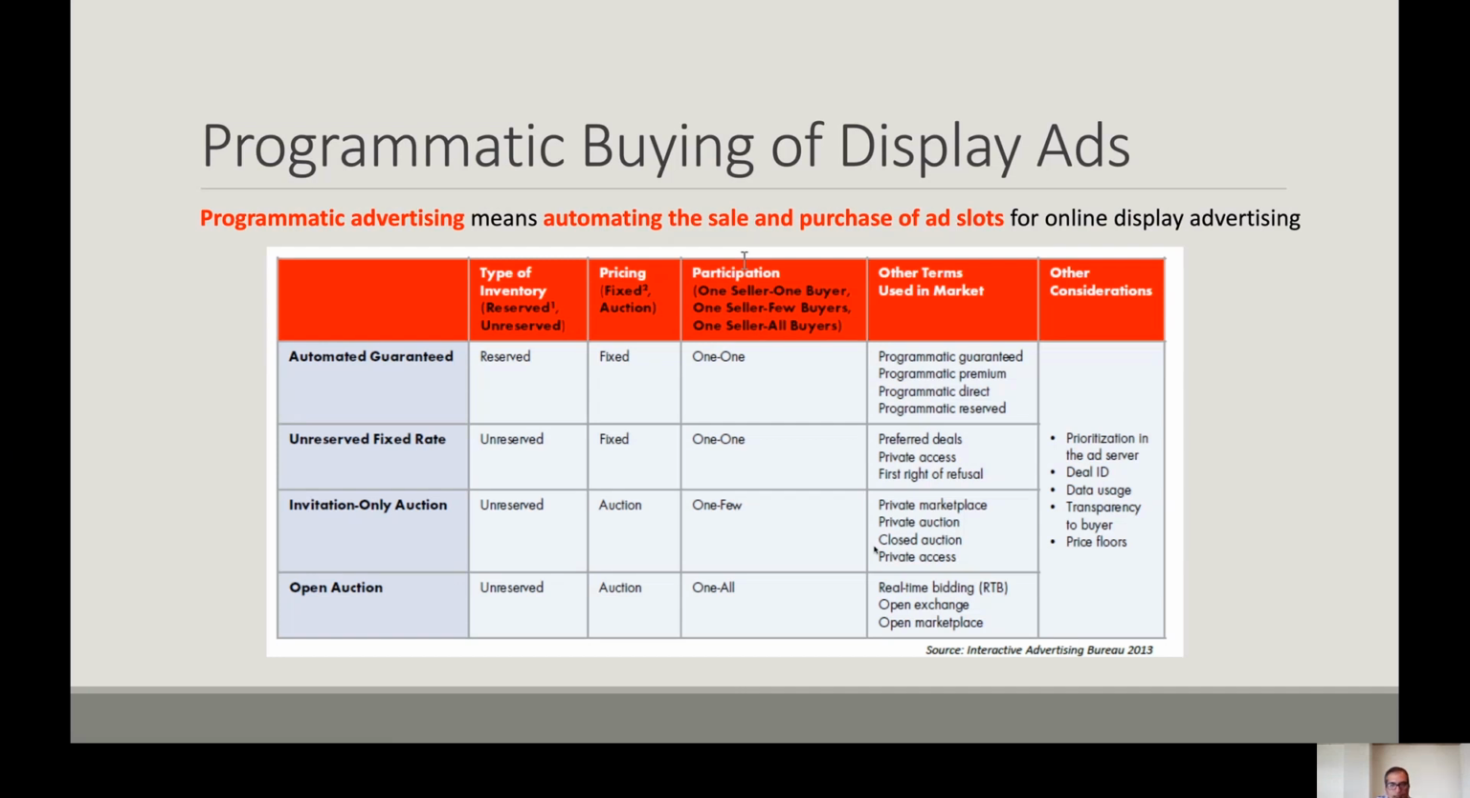And finally, in row 4, we have the open auction, which is a one-to-all kind of situation where the selling party allows everyone to participate in the auction. Now, you can see that the seller has always been shown as 1. So this seller can either be an ad network or the seller can be a specific publisher. So both are possible.